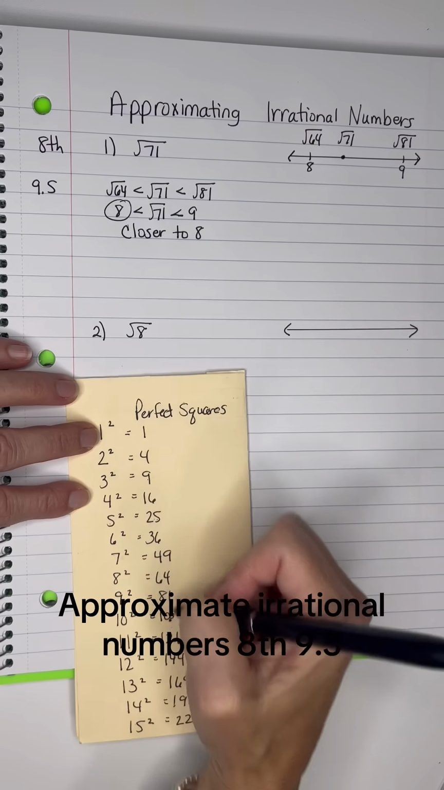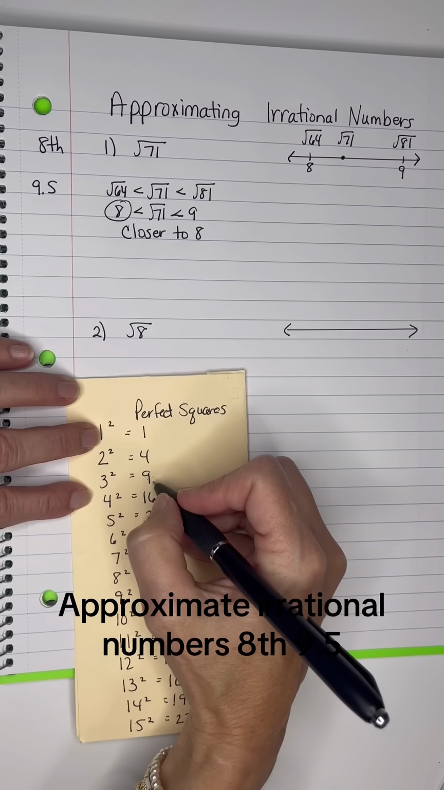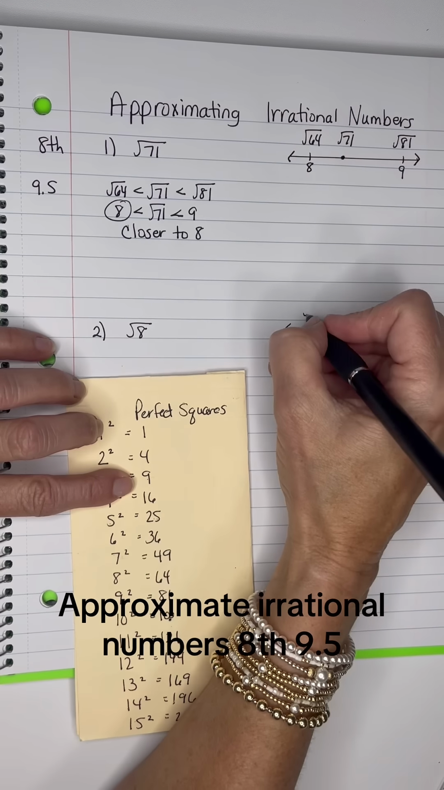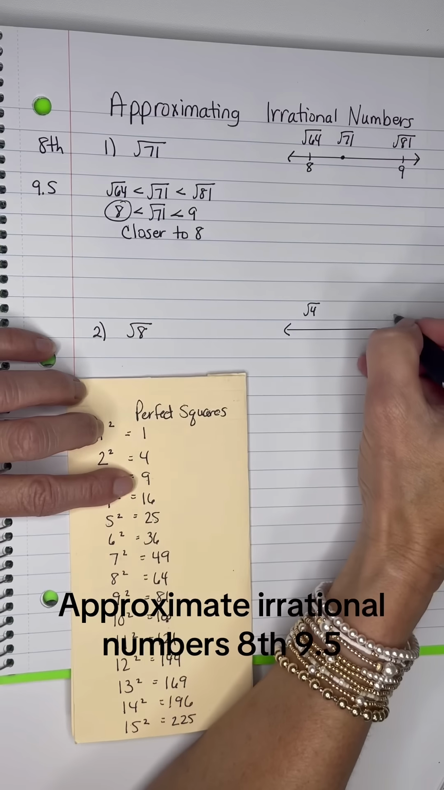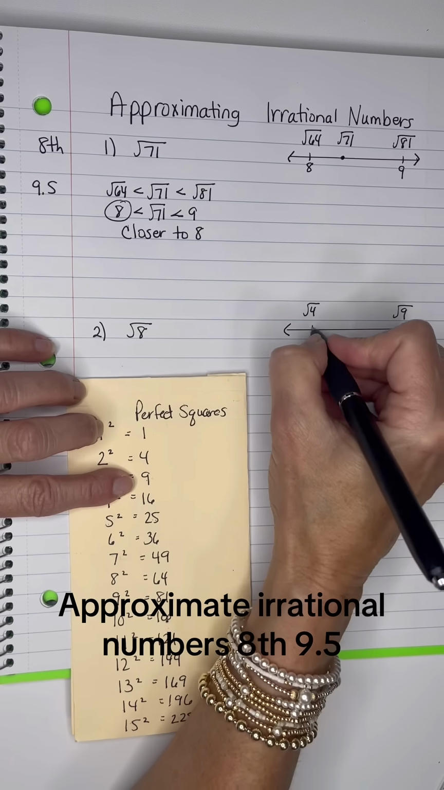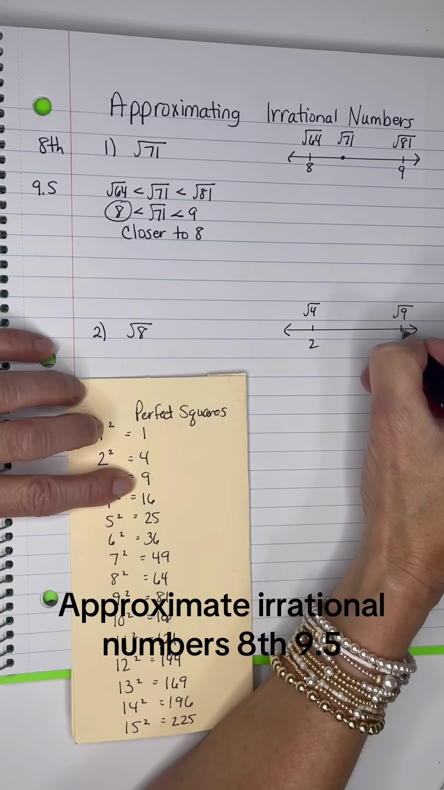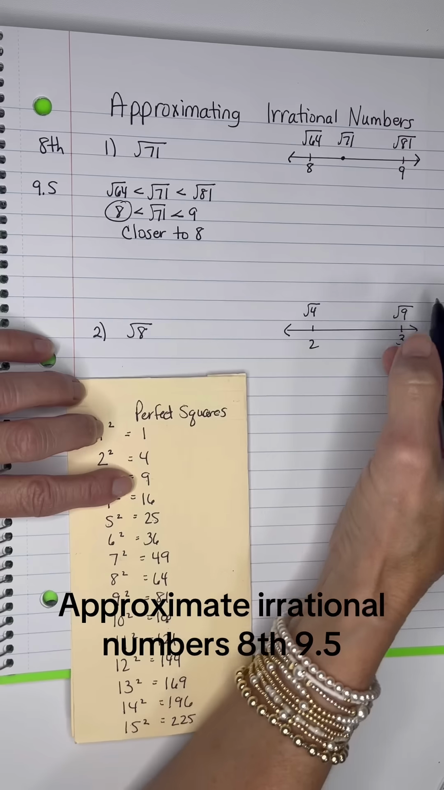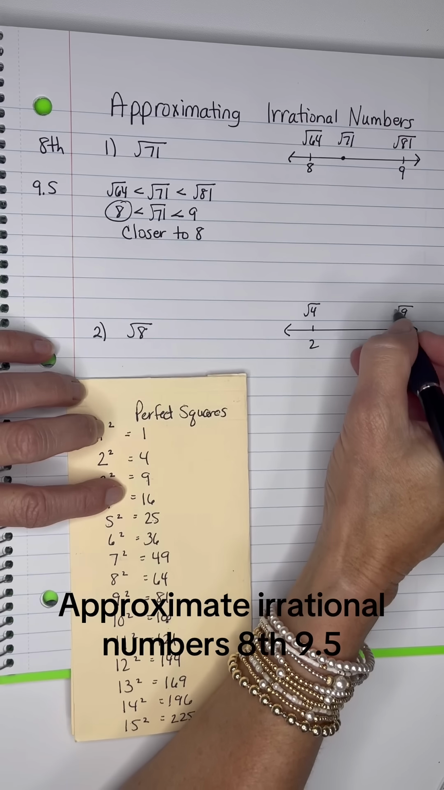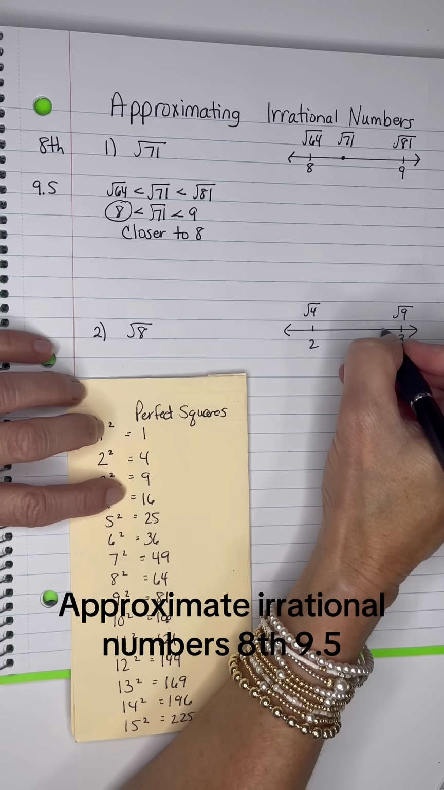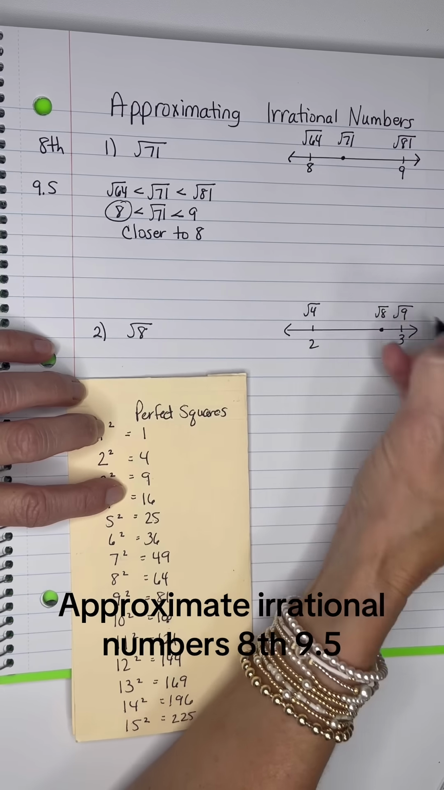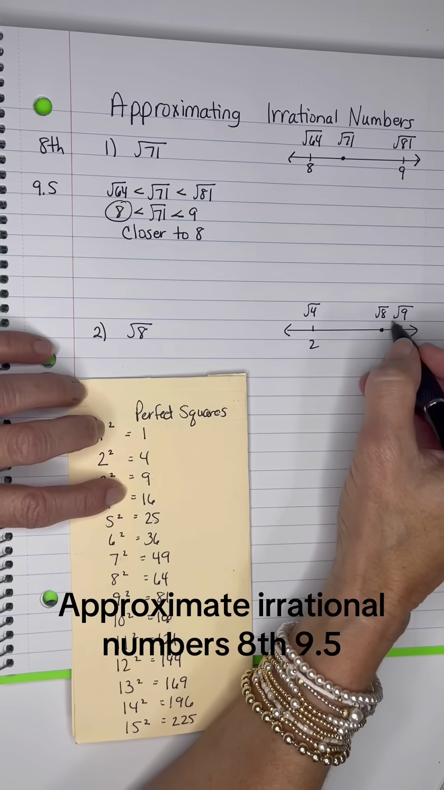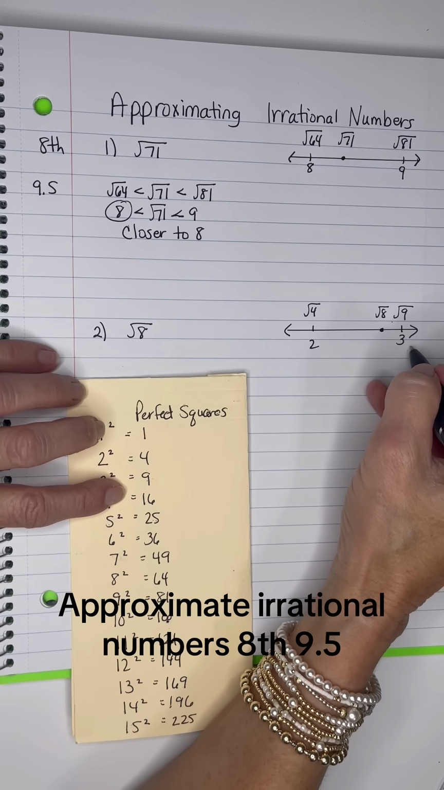The square root of 8 is not on my perfect square list, but 9 is, and that's very, very close. So it's between the square root of 4 and the square root of 9. The square root of 4 happens to be 2, and the square root of 9 happens to be 3. So the square root of 8 is really close to the square root of 9. It'd be more over here. So there's my square root of 8. So it's closer to the square root of 9, which is 3.